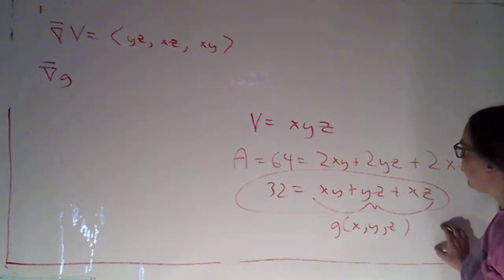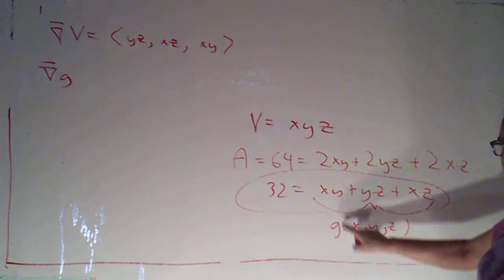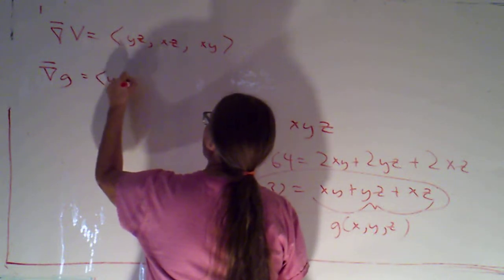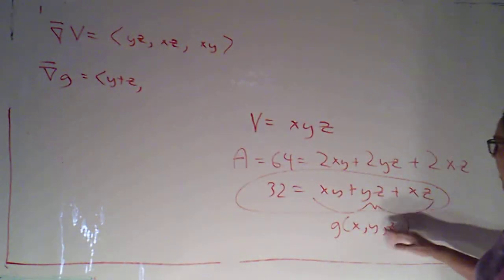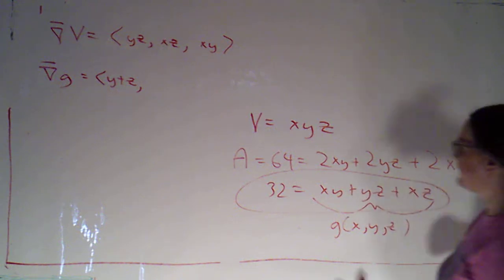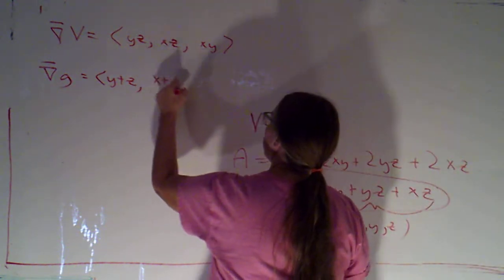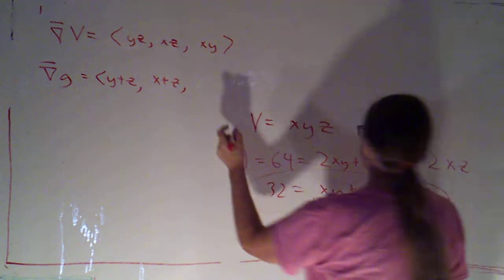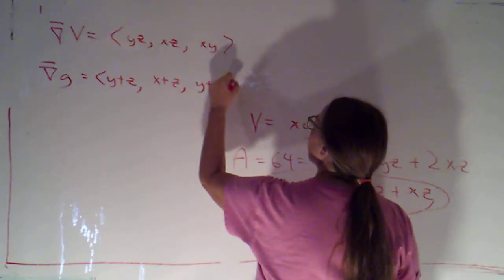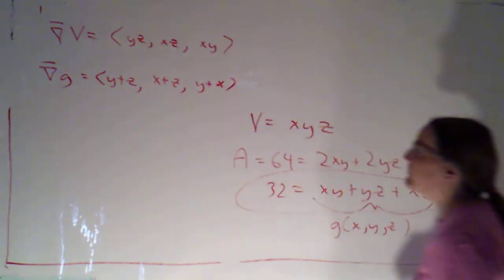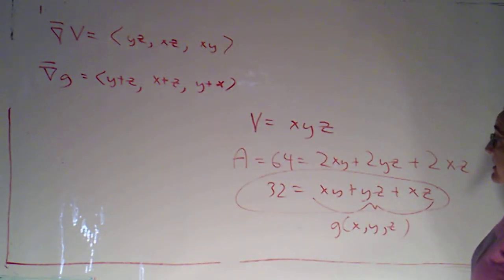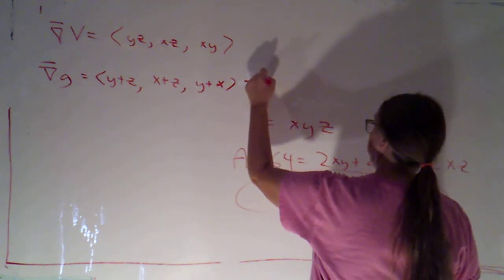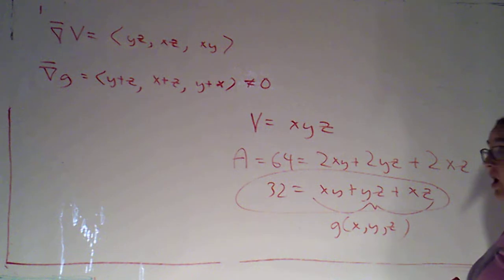Okay. The gradient there, let's see, the partial with respect to x is going to be y plus z. The partial with respect to y is going to be x plus z. And the partial with respect to z is going to be y plus x. Okay. And that is not going to equal 0 for this particular problem.